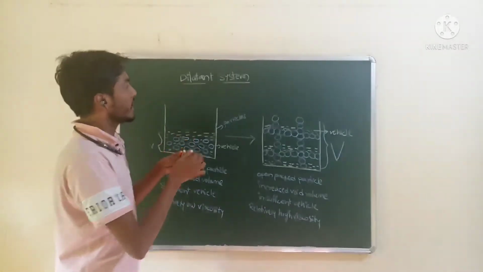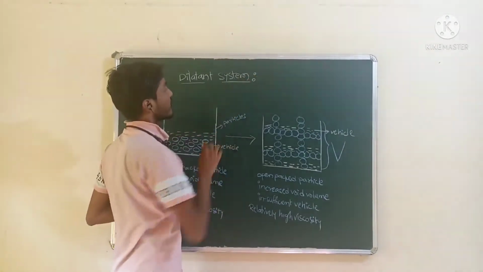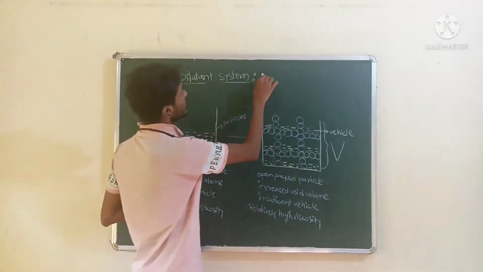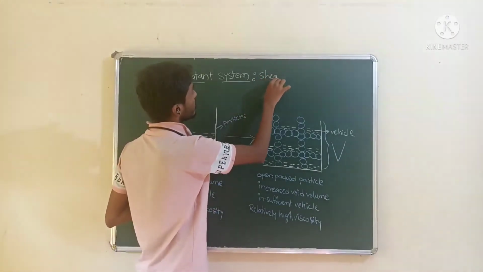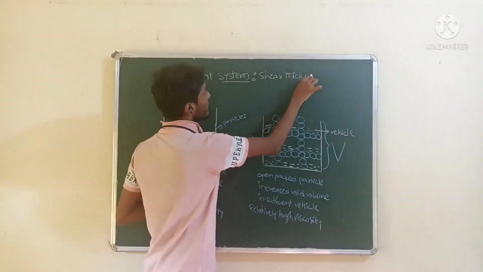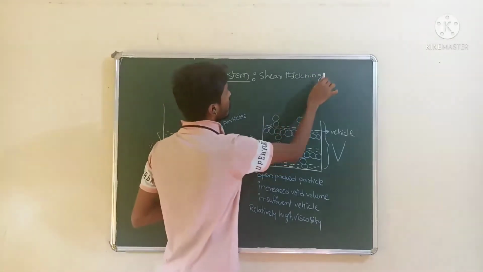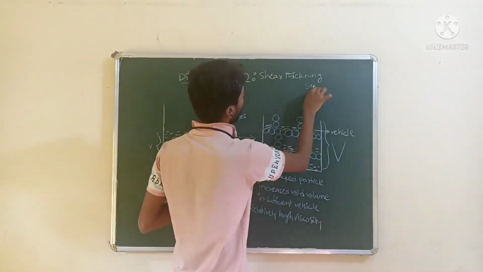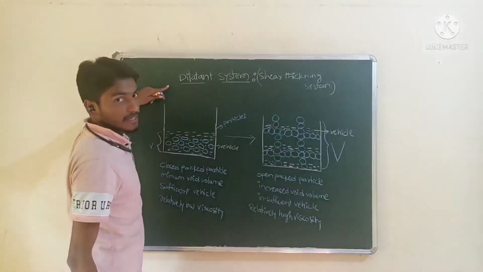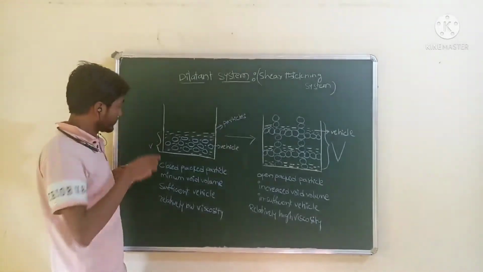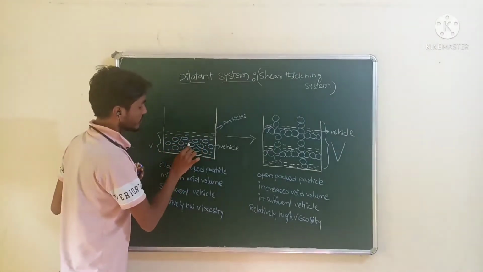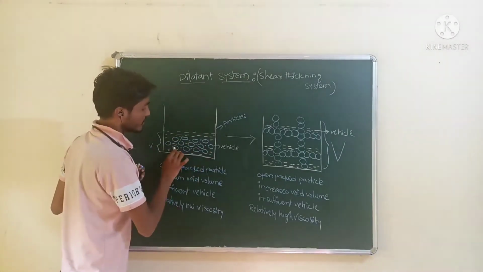So now the topic is dilatant system, or shear thickening system. Dilatant or shear thickening system. See, initially the particles are like this. Initially the particles are in a symmetrical arrangement.